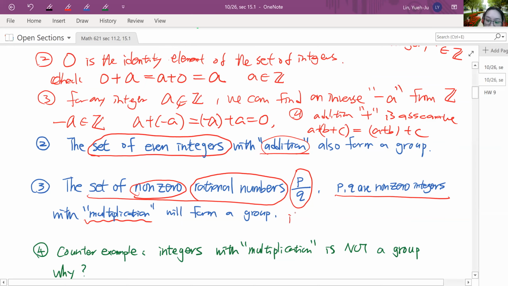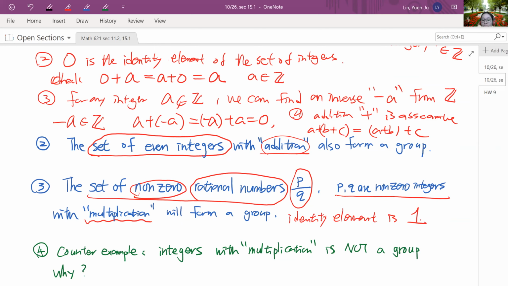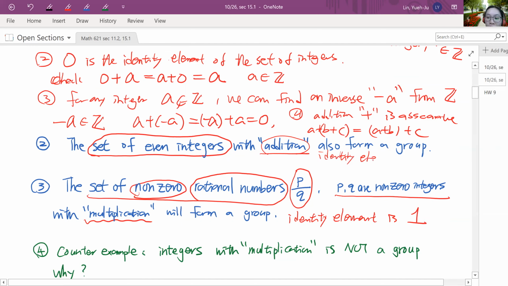Then in this case, the identity element is 1. 1 is a rational number, right? So now you can see that if you change the operation, the identity element may change. In the previous example with addition, the identity element is 0.